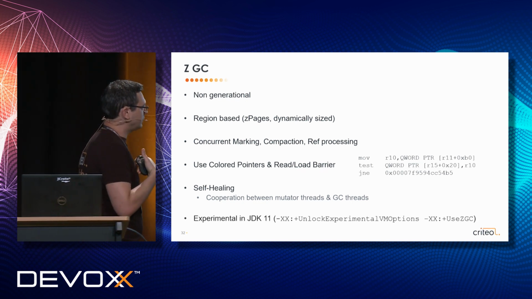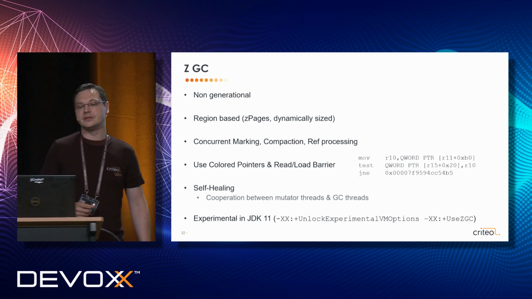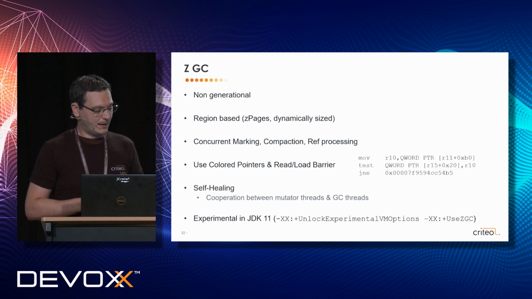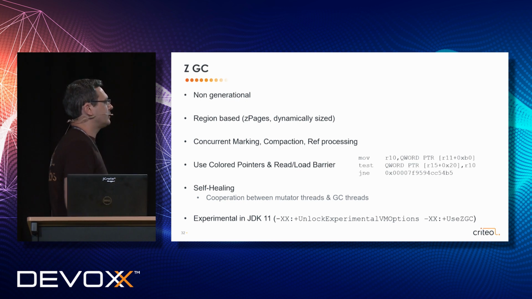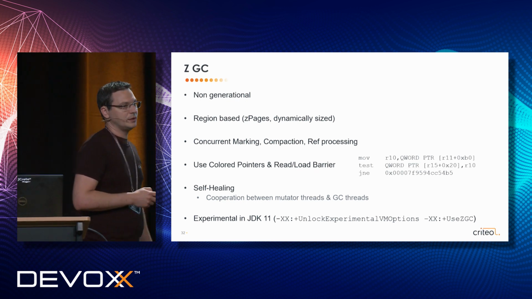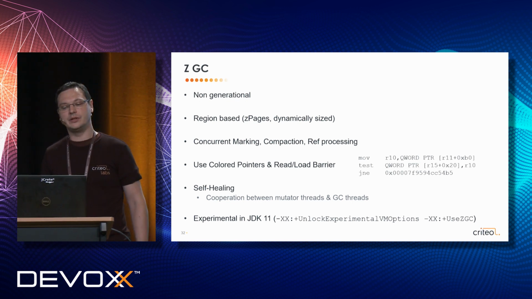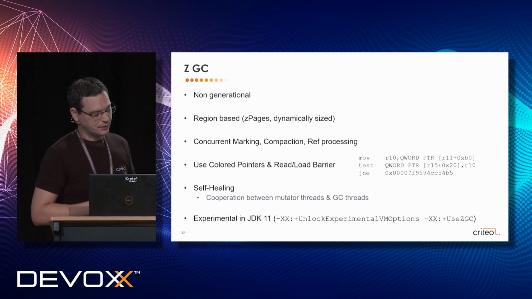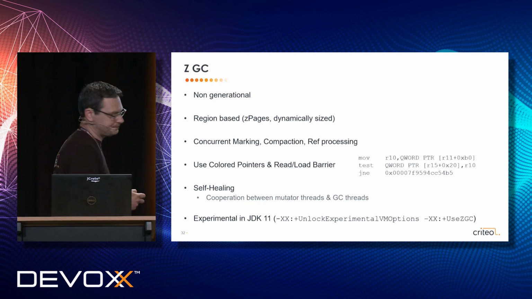It's available starting from JDK 11 with the experimental VM options. There are some improvements in JDK 12 with concurrent class unloading. And there are more also coming for JDK 13.